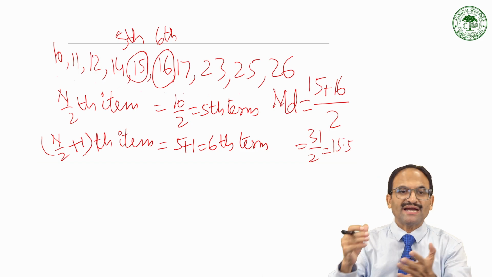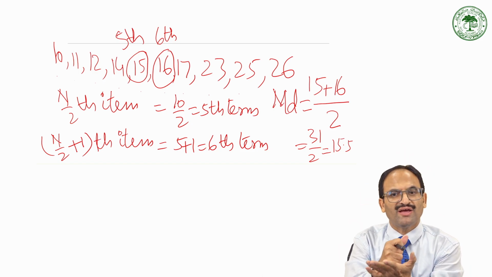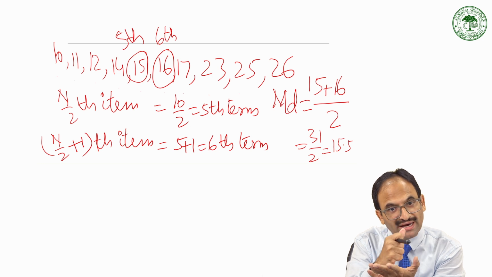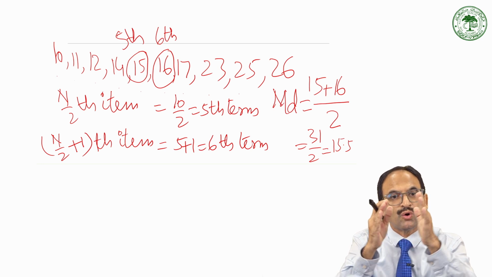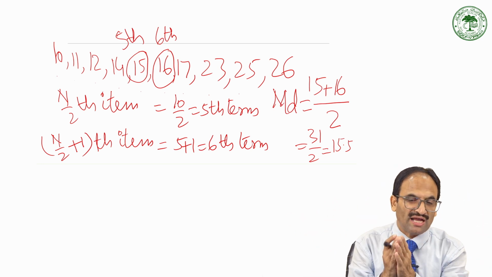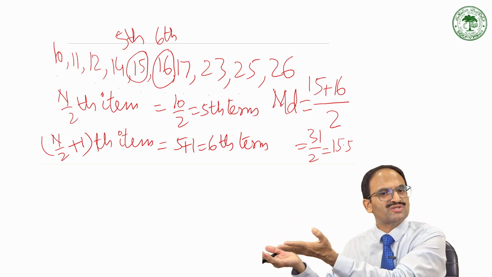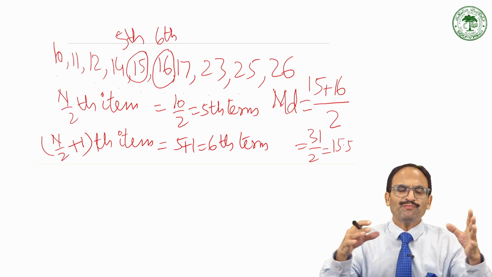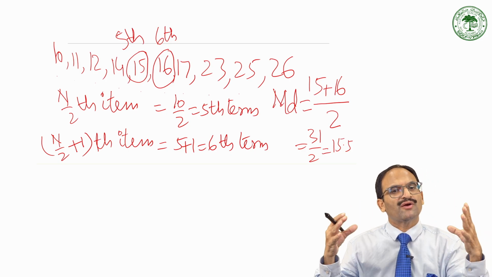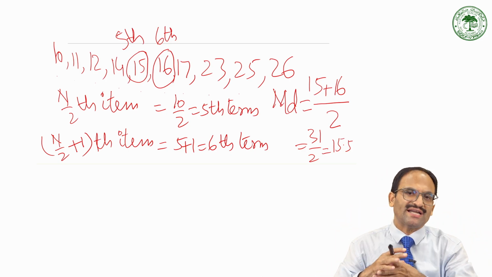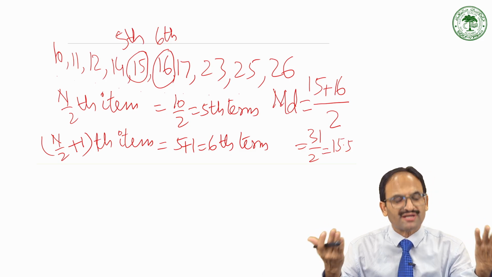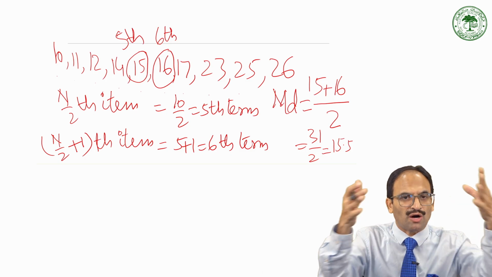And remember, it is a 15.5 number which divides the whole data set into two equal halves. On one side higher values are there and on the other side lower values are there. So, in case when we have an even number of items in the data set, our exercise becomes a little bit more difficult, but this is how we do it.